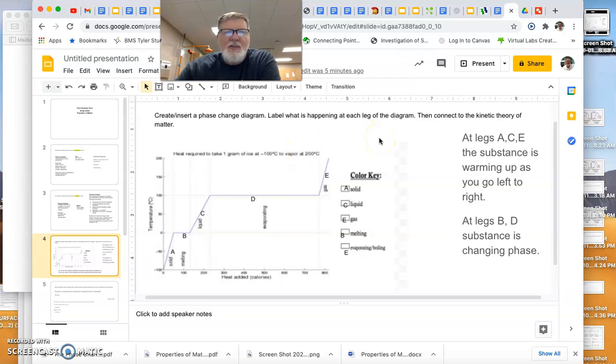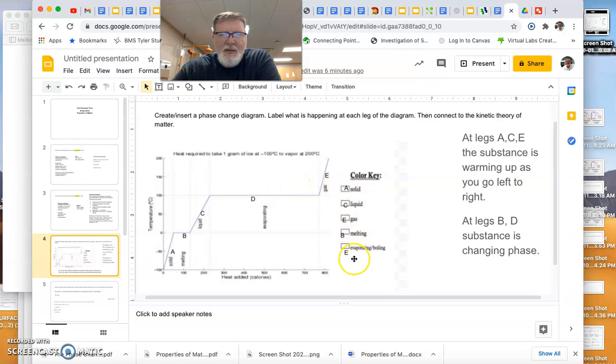The next one says to insert a phase change diagram. So this kind of comes from our phase change simulator and our melting ice lab that we did. I took this image right from the lab so you could find it there. But ultimately, we have this line that has different legs, and there's a leg showing the substance in a solid state, and then it changes phase, then it's in a liquid state, heating up, then it changes phase, then it's in a gas state.